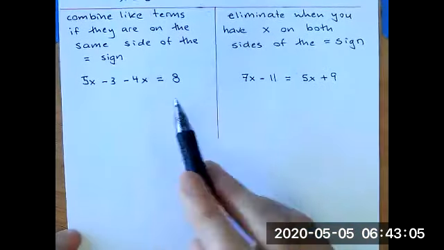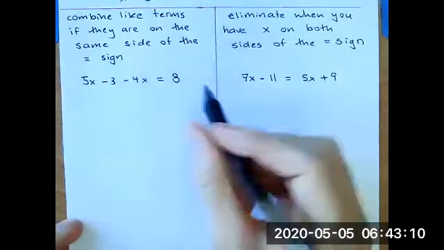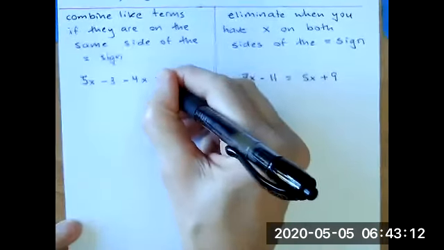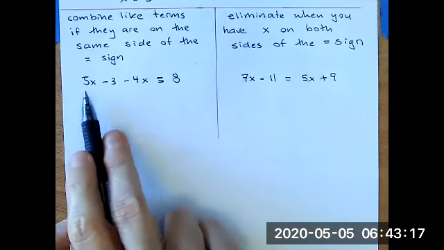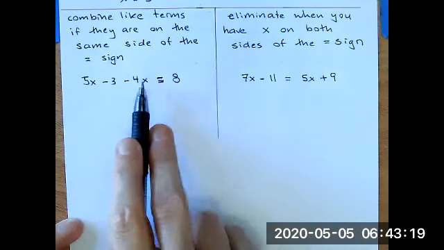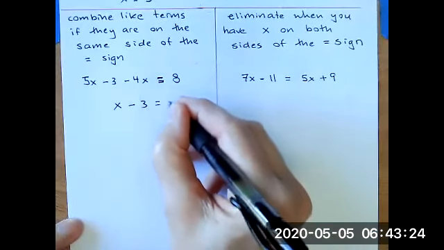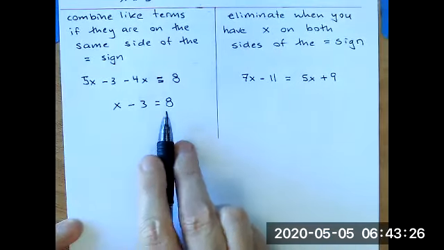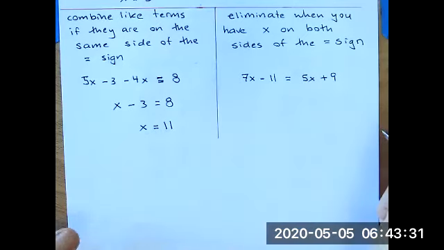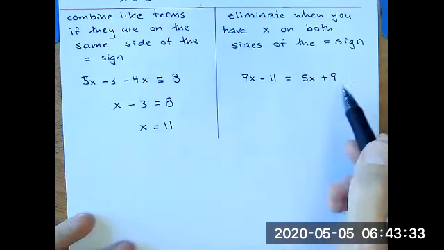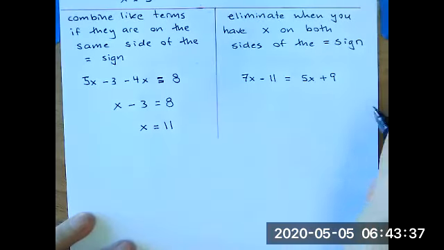Let's just review. Combine like terms if they're on the same side of the equal sign. So these two are on the same side, so I just put them together. 5x and negative 4x make 1x. Add 3 to both sides. X is 11. But if x is on both sides of the equal sign, then you eliminate.